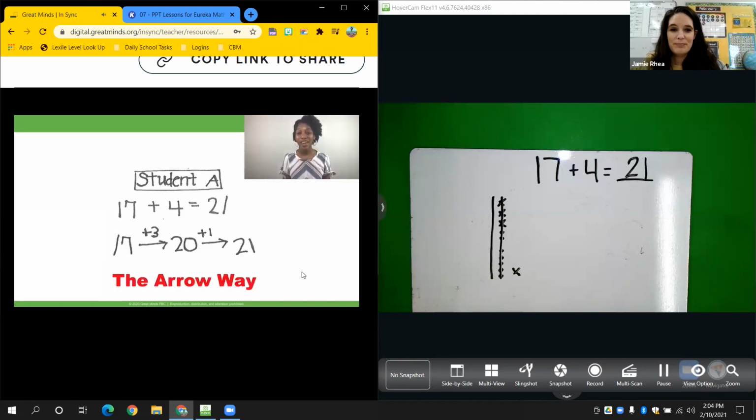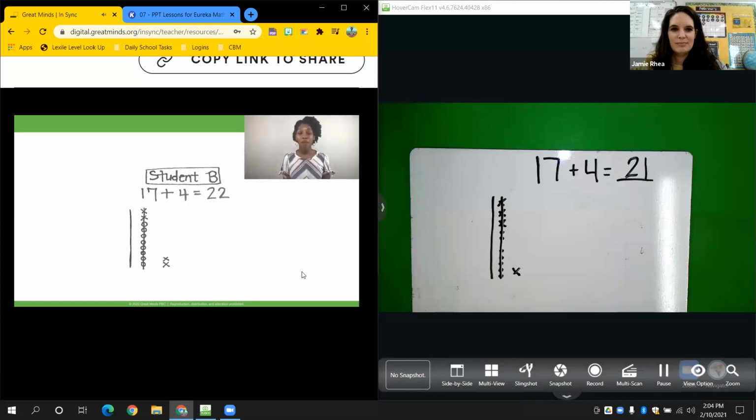The arrow to get to the next 10 from 17. They added 3, and then they added the 1 that was left to get to 21. Mathematician, did you use this strategy to solve? I didn't. If you didn't, I used a different way. It's okay if you didn't. Let's look at some more student work to see how they solved this problem.